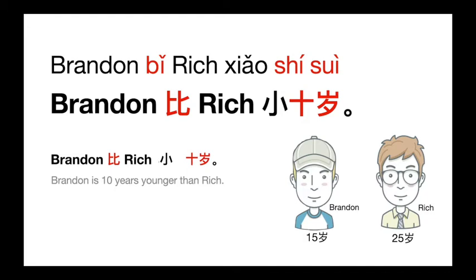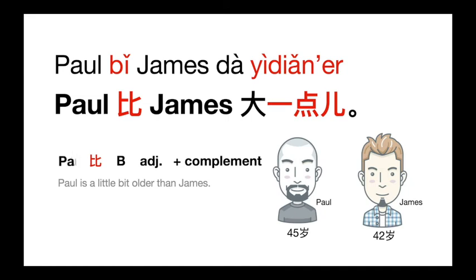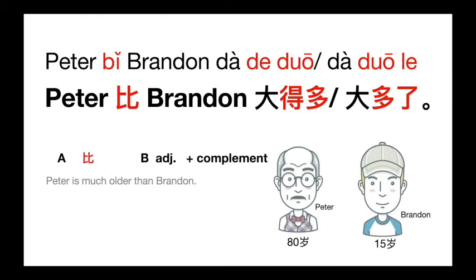Paul 比 James 大一点儿。Paul is a little bit older than James. Peter 比 Brandon 大得多 or 大多了。Peter is much older than Brandon.